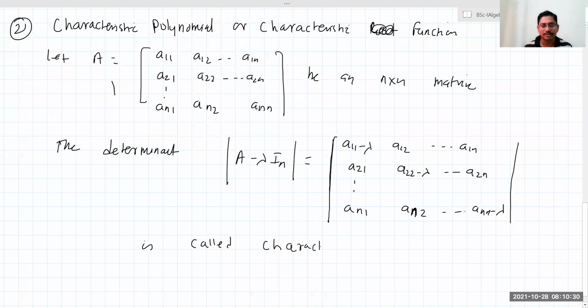So the determinant of the characteristic matrix is nothing but the characteristic polynomial, or it is also called the characteristic function.